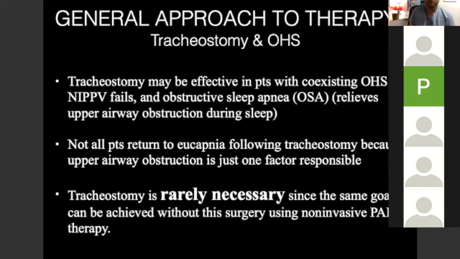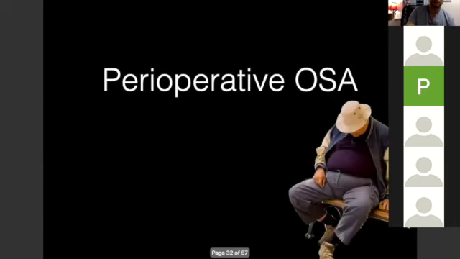Now, sometimes tracheostomy is needed, but typically non-invasive positive ventilation is tried and tried and tried, and we rarely have to get to tracheostomy. But I've personally had a patient who failed multiple extubations and ultimately needed tracheostomy. Was eventually decannulated, but there are times when it's so severe that tracheostomy is the treatment.